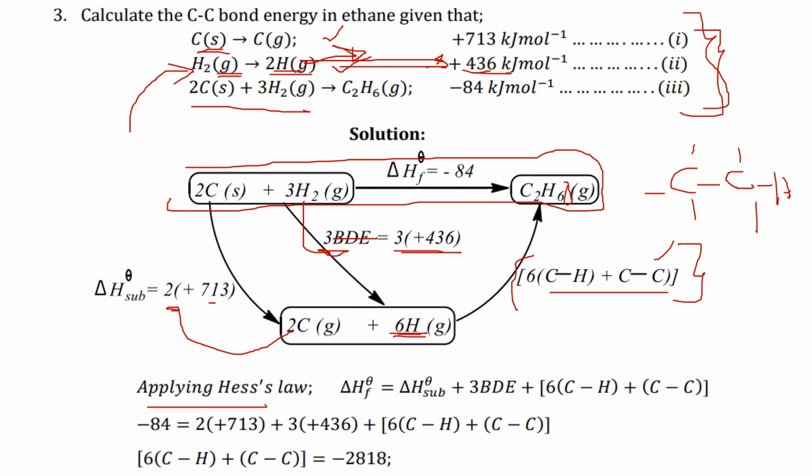So we are going to apply a system, and you are going to say that the overall enthalpy of formation is going to be equal to the summation of the enthalpies that are involved in the different states when this reaction is taking place. So we substitute for everything, and you're going to end up with negative 84 being equal to twice into positive 713, then plus thrice into positive 436, plus the bond energies of carbon and hydrogen together with carbon and carbon. If you make the bond energies the subject, you're going to remain with negative 2818. So try to make one the subject.